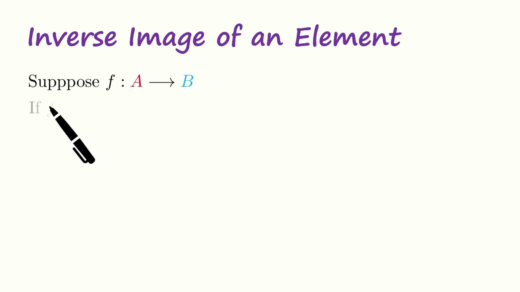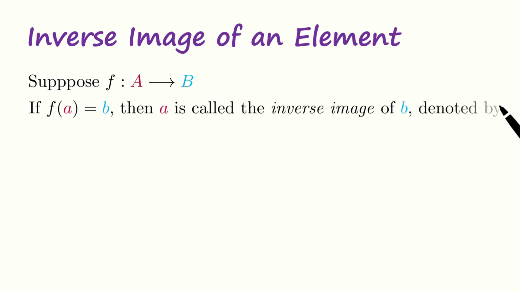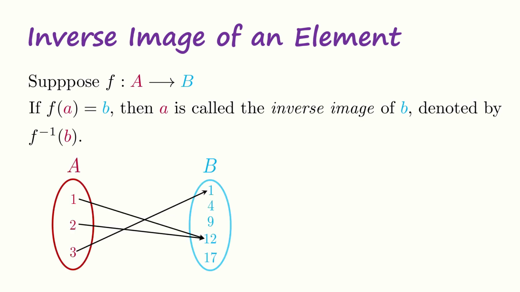Inverse image of an element. If f of A is equal to B, then A is called the inverse image of B. In this example, the inverse image of 1 is 3 and the inverse images of 12 are 1 and 2. What about the inverse images of the elements 4, 9 and 17? They do not exist.